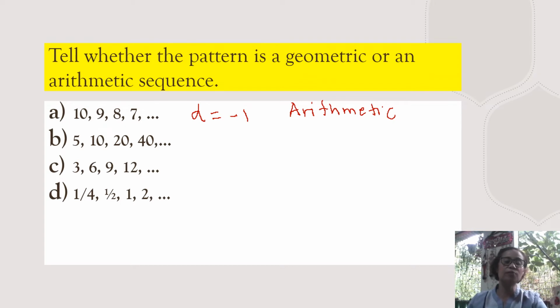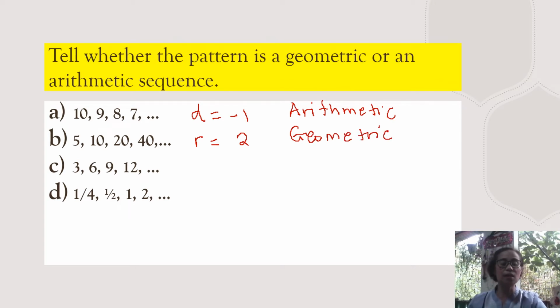The second one: 5, 10, 20, 40. It's not increasing by 10, because you see 5, then 10, then 20, but it is rather doubling. Meaning it has a fixed multiplier, so there is a common r, and it doubles. So r is 2. This one is a geometric sequence.